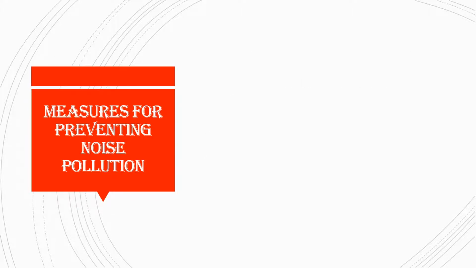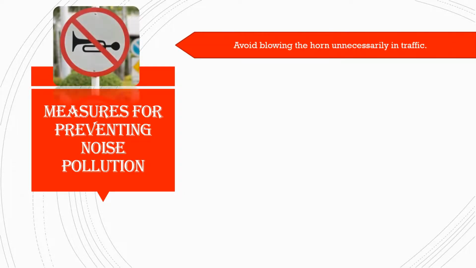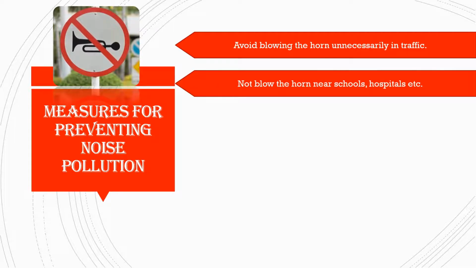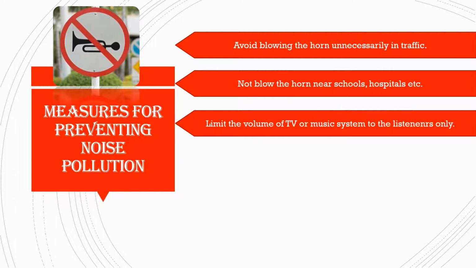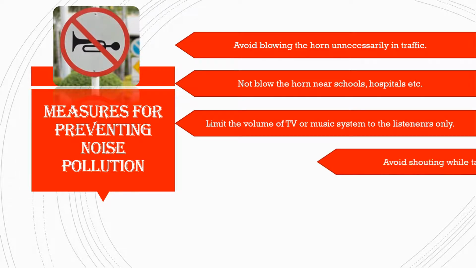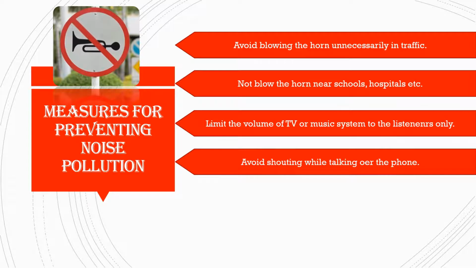Now students, what are the measures for preventing noise pollution? Now to avoid all ill effects of noise pollution, we need to take the following preventive measures. We should avoid blowing the horn unnecessarily in traffic. We should not blow the horn near schools, hospitals, etc. We should limit the volume of TV or music system to the listeners only. And while talking to each other or on phone, we should avoid shouting.